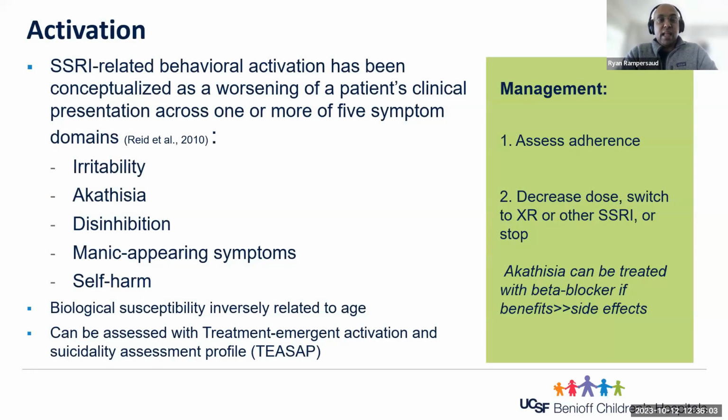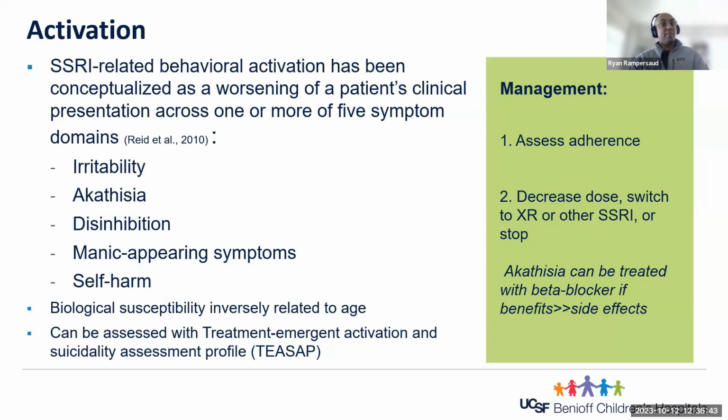So we talked about behavioral activation or akathisia. Some kids, when they start an SSRI, have what I call an ants-in-the-pants situation. It's really uncomfortable. They can't sit still. They're disinhibited. They can seem manic. They may be self-harming because they have this uncontrollable, unsettled feeling within themselves. In order to deal with that, you can assess adherence to the medication. As we talked about, the natural history is changing up and down. Was the kid even taking the medication? Maybe they just didn't do it.